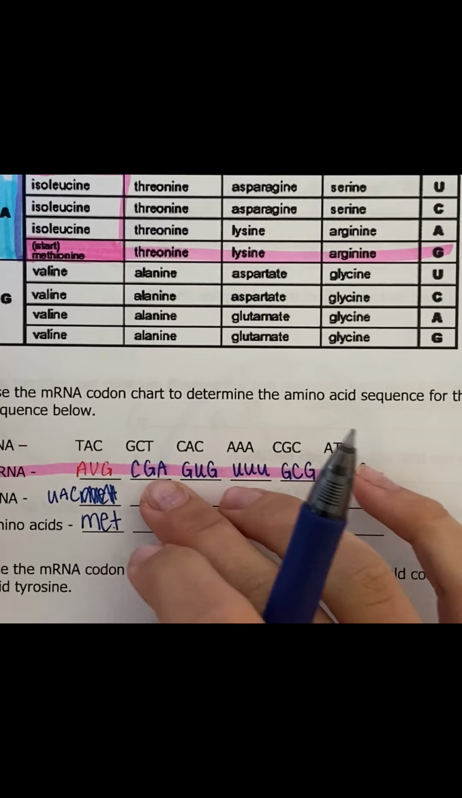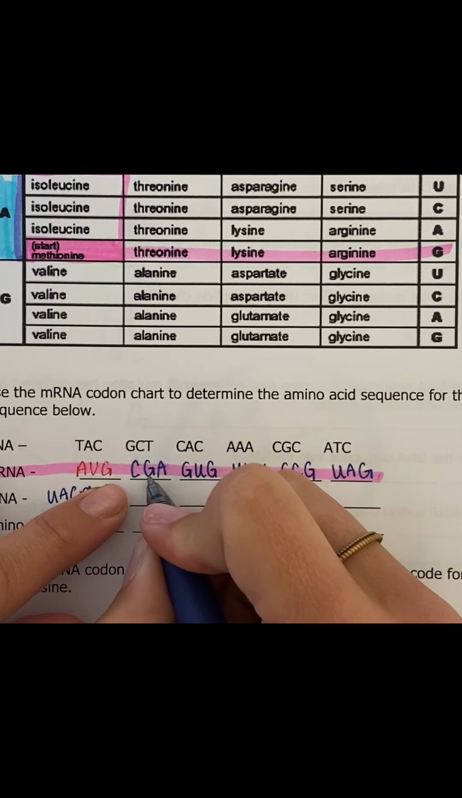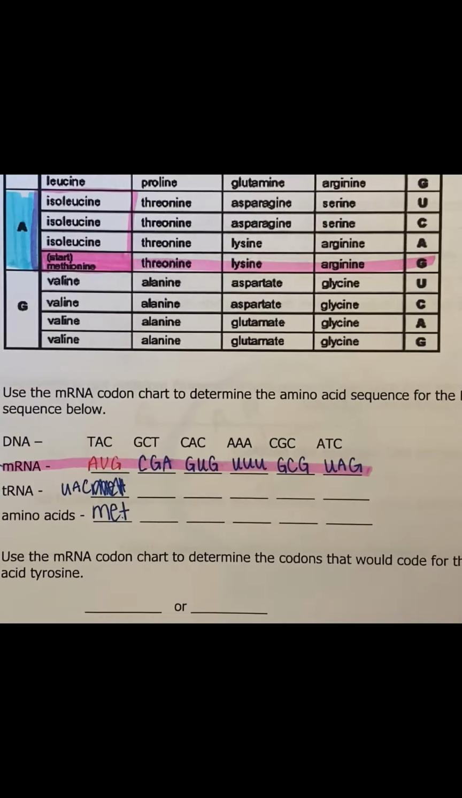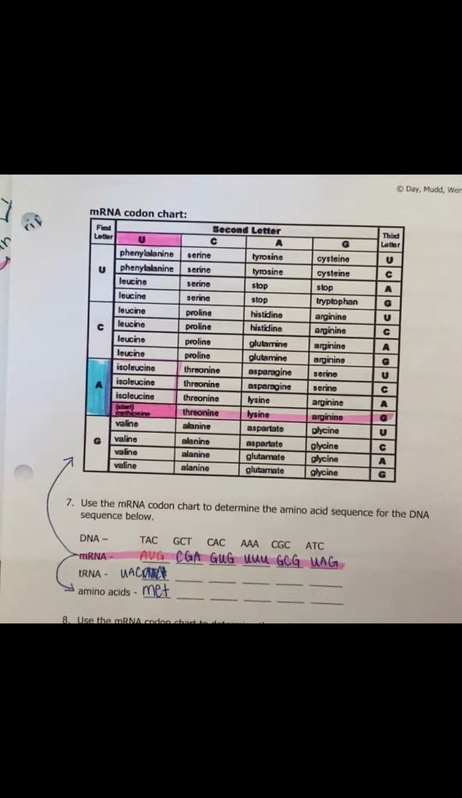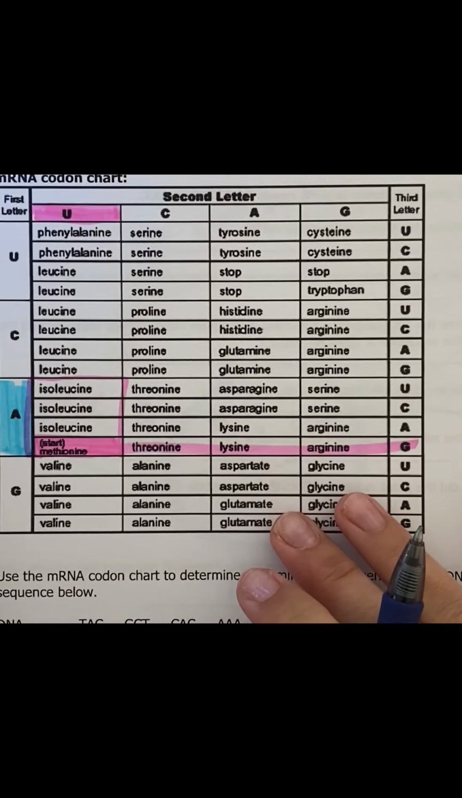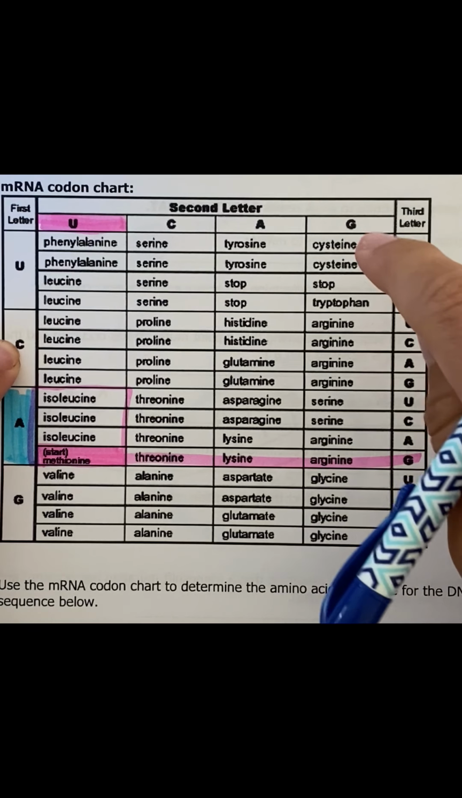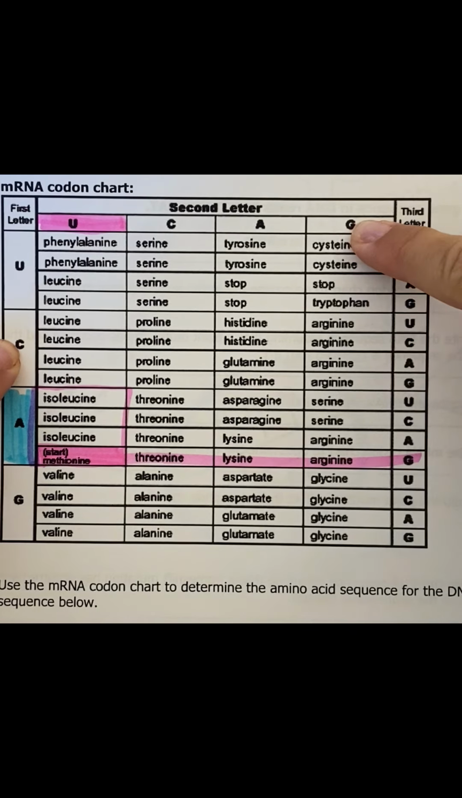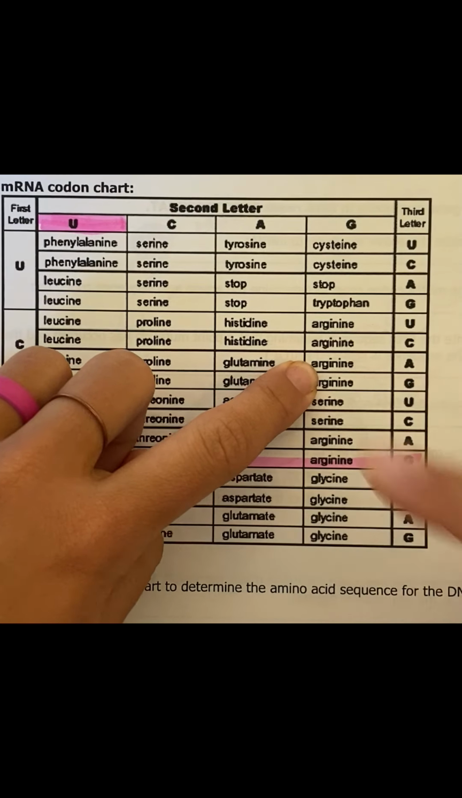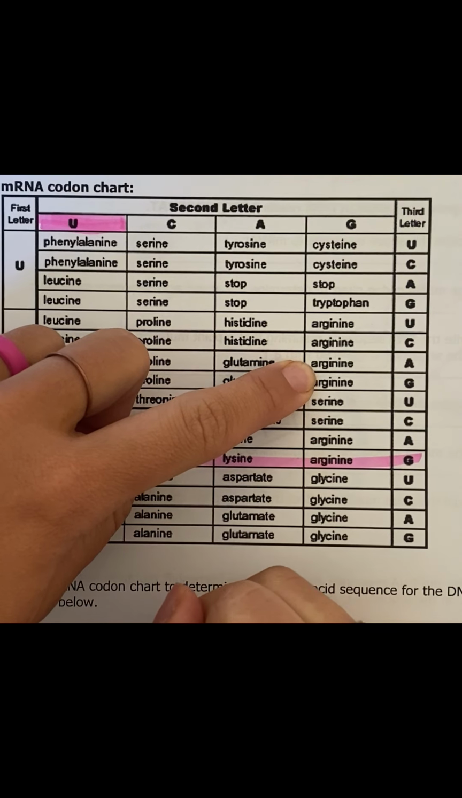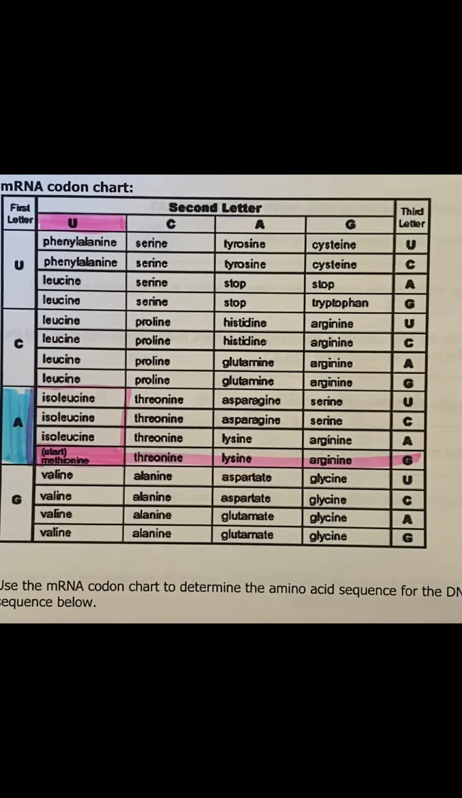So let's do the next one real quick. The next one is CGA. Let's zoom out and look at our chart a little bit. Our first letter is C right here. Our second letter is G right here. And our third letter is A, which is right here. So ARG is our second amino acid.